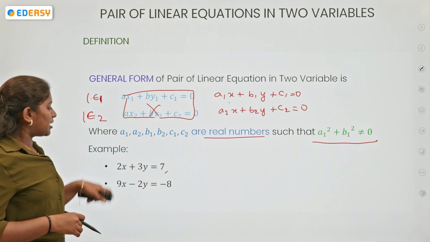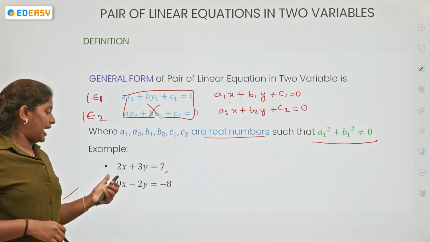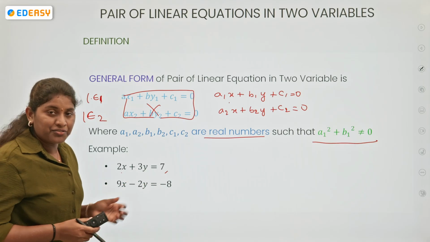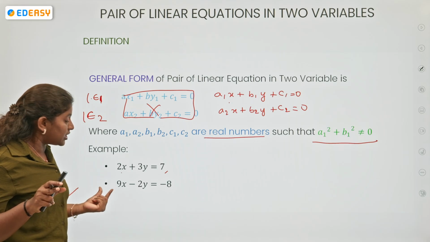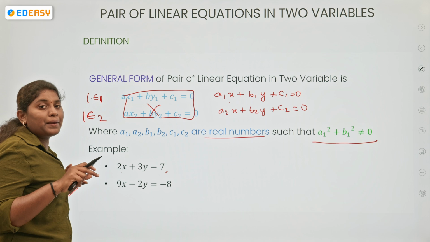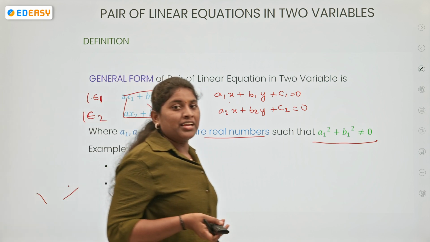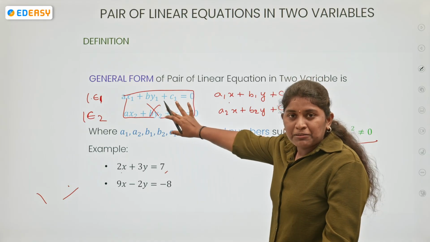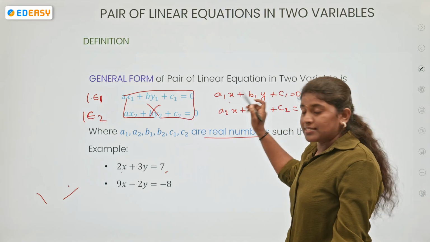Clear? And coming to the examples, if you observe here, 2x plus 3y equals 7 and 9x minus 2y equals minus 8. This is a linear equation in two variables and this is also a linear equation in two variables. So these two equations will form a pair of linear equations in two variables. Okay. Clear about this, everyone? Yes. Actually, this is not the correct representation for the pair of linear equations. The correct representation is this.